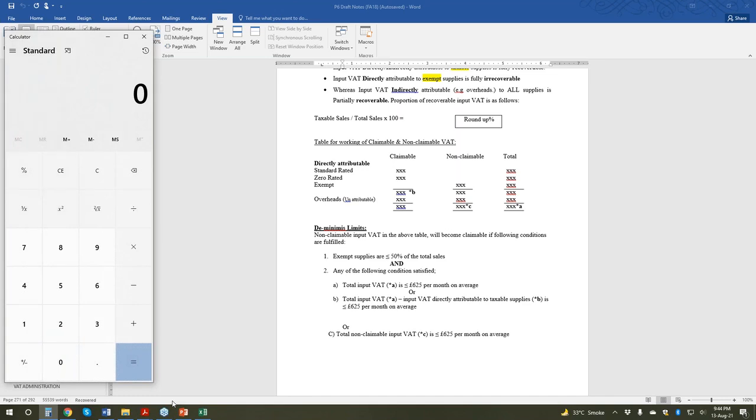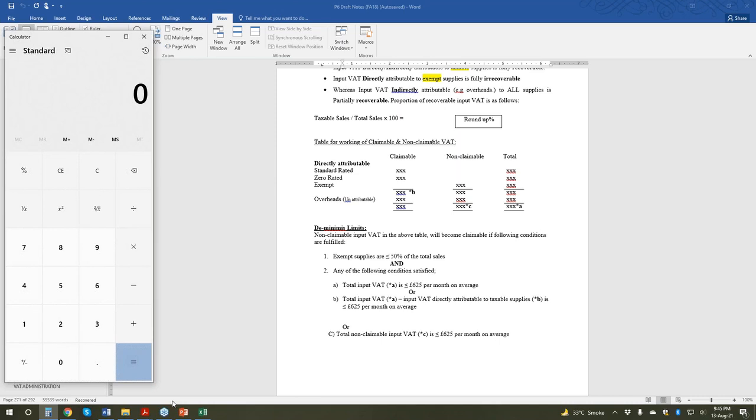Then we have: total input VAT minus input VAT directly attributable to taxable supplies. Whatever is left, is that less than 625 per month, meaning less than 7500? We will check later whether this test is satisfied in the case of Nocton.